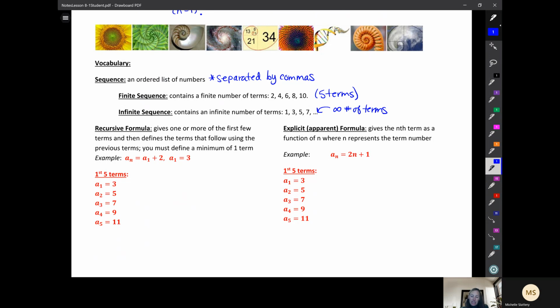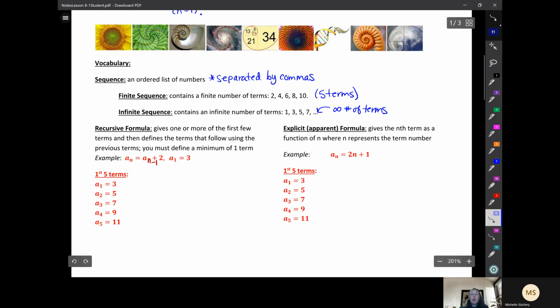And I did notice a typo right here in this spot. This should say not a sub 1. That should say a sub n minus 1. Okay, so we're saying that the nth term here, a sub n, is equal to the previous term, a sub n minus 1 plus 2. So we're adding 2 to the previous term. So here, if a sub 1 is 3, then the next term I add 2 and I get 5. The next term I add 2 and I get 7, and so on.